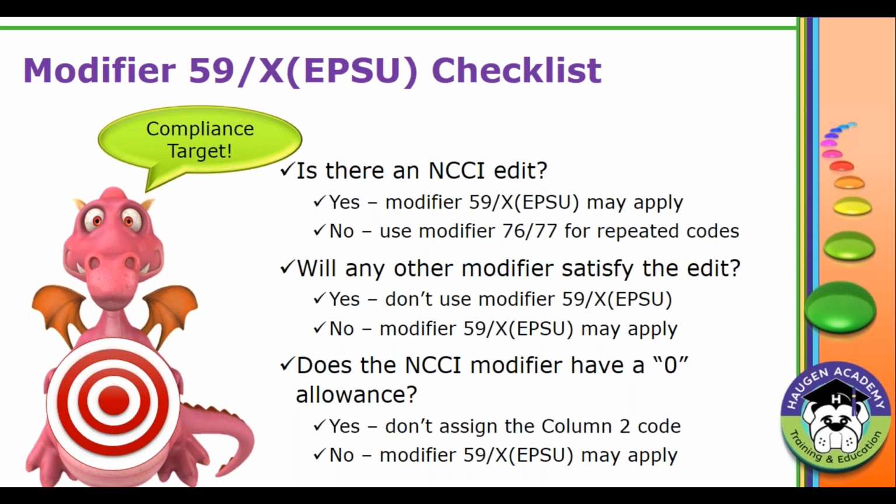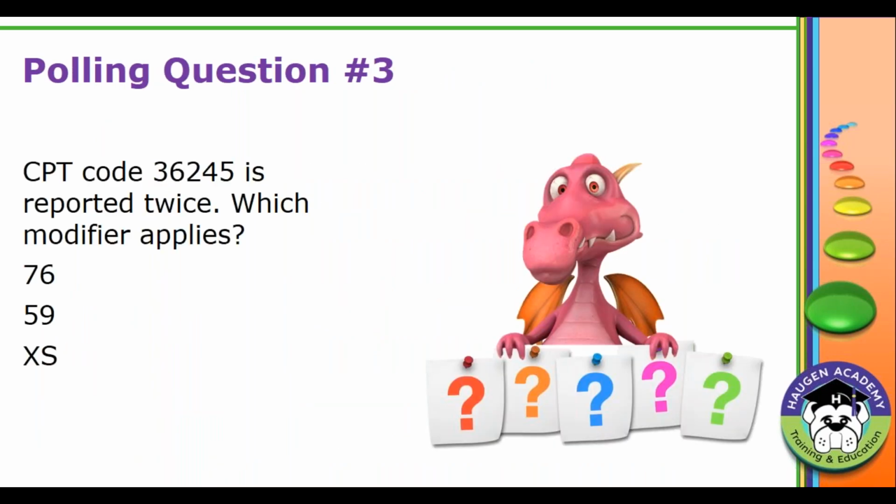Does the NCCI edit have a 0 modifier allowance? If it does, then don't assign the column 2 code. You can assign the column 2 code and put a modifier on it till you're blue in the face and it won't do any good. You won't get paid for it, it'll get denied. If not, then your 59 or X modifiers may apply.